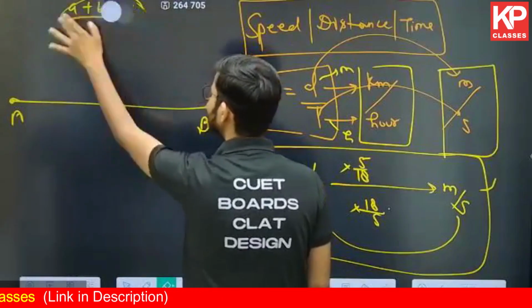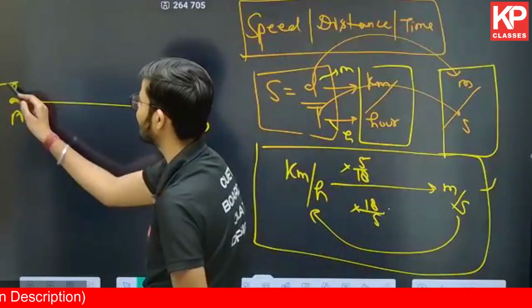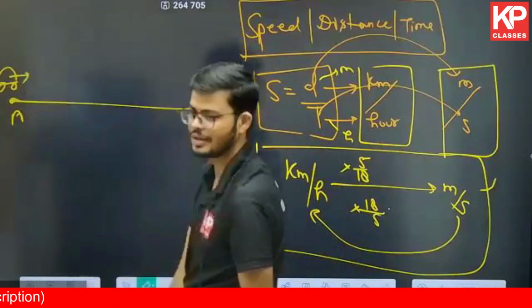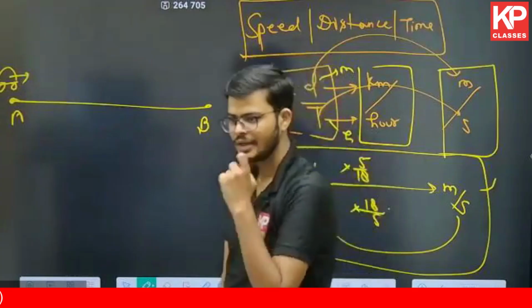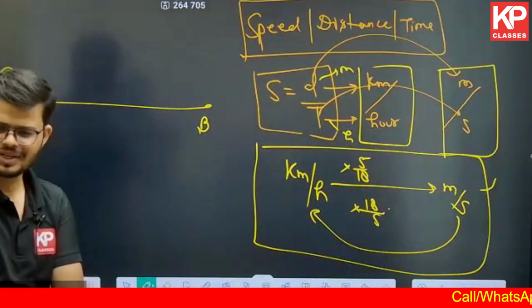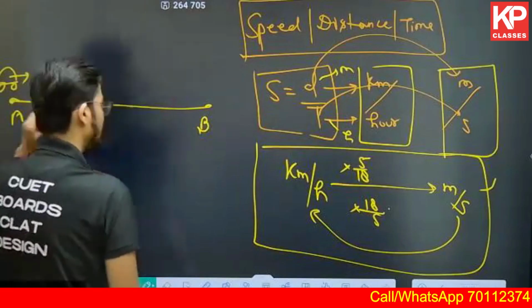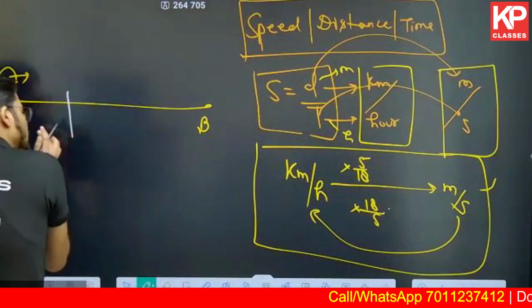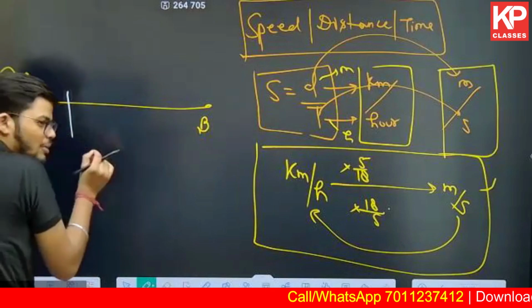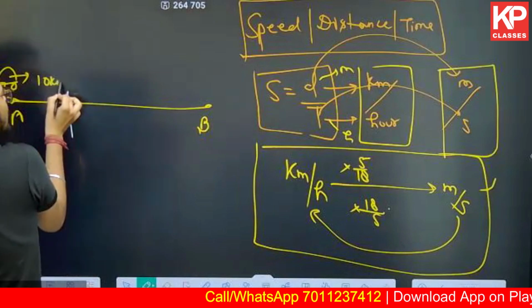Now, suppose you start your journey from place A, and you are going by car from place A to place B. Now, you are going through a village, through a bumpy road. So here your speed will be very less. For example, you are going at 10 kilometer per hour.